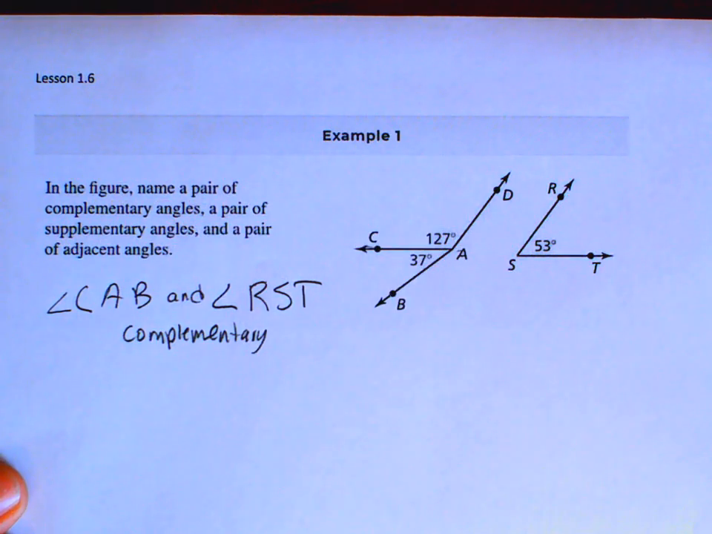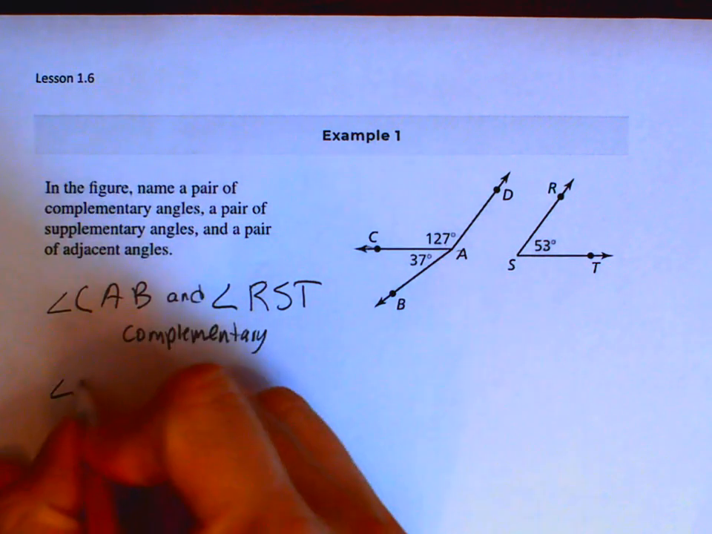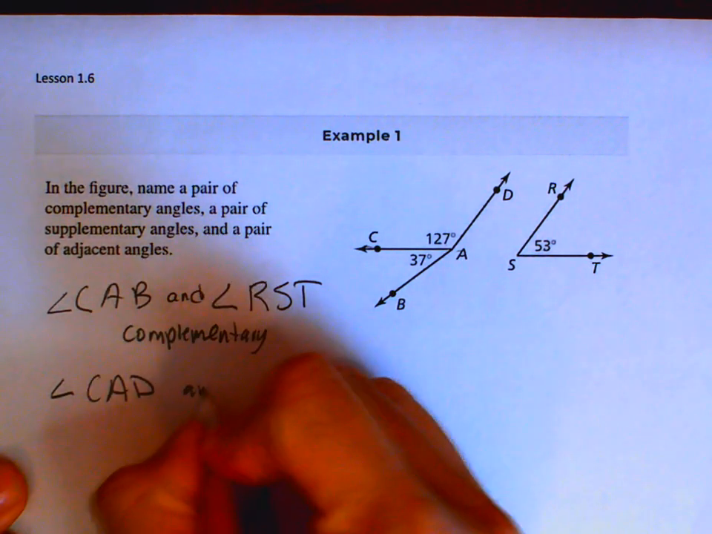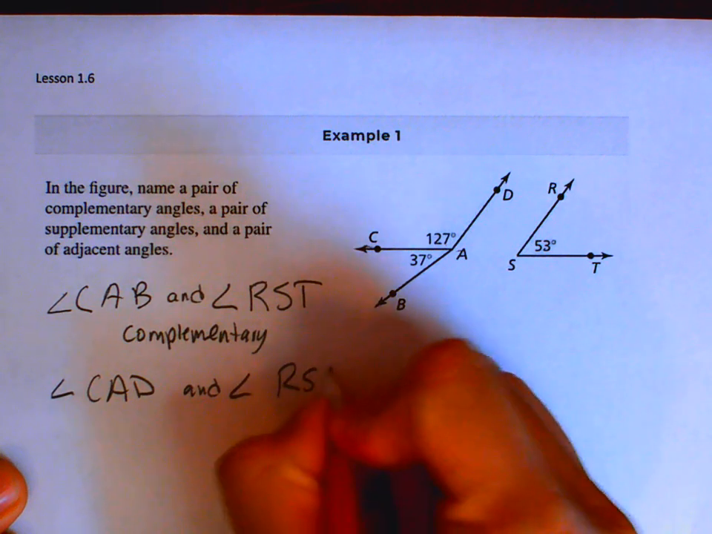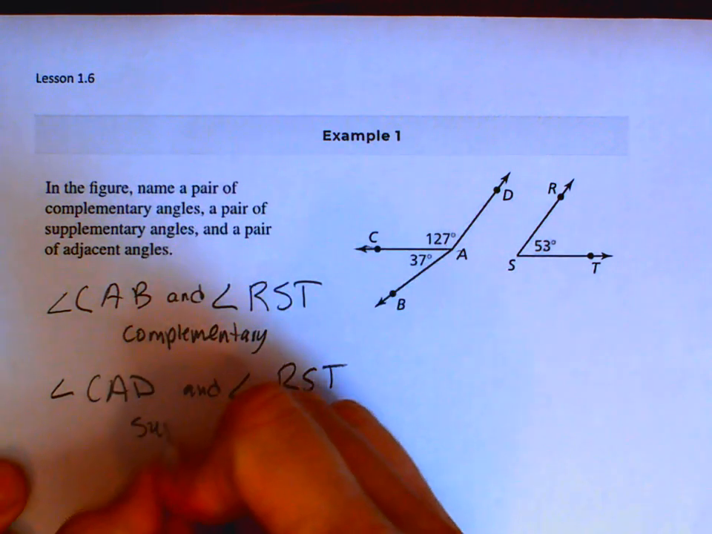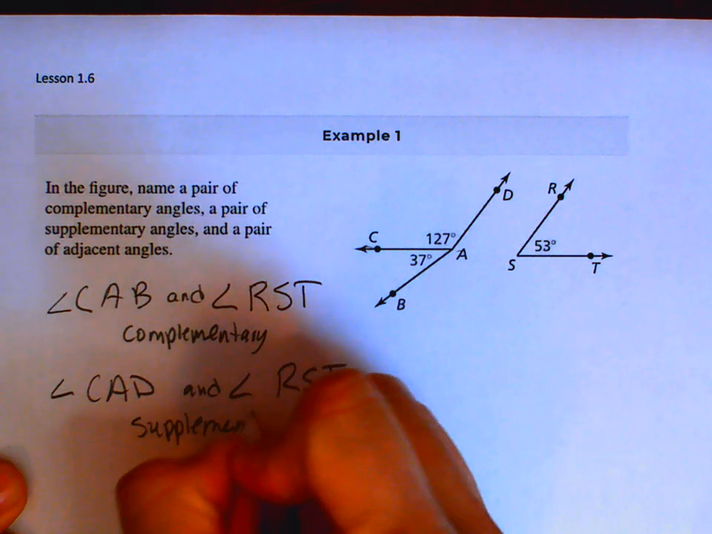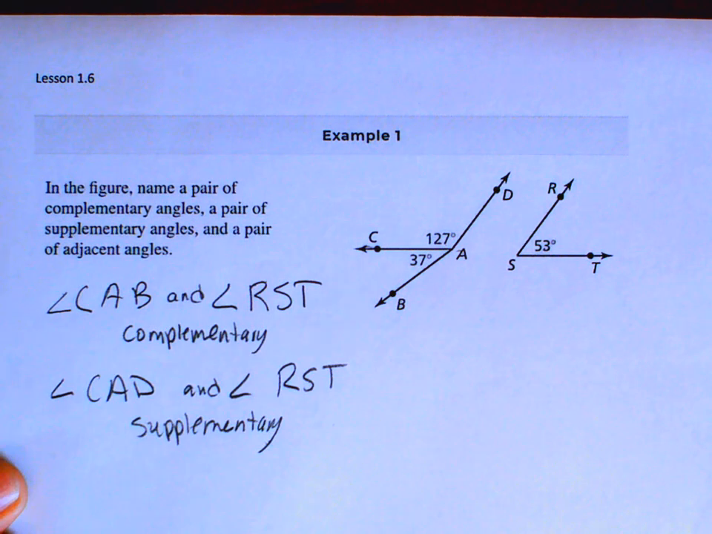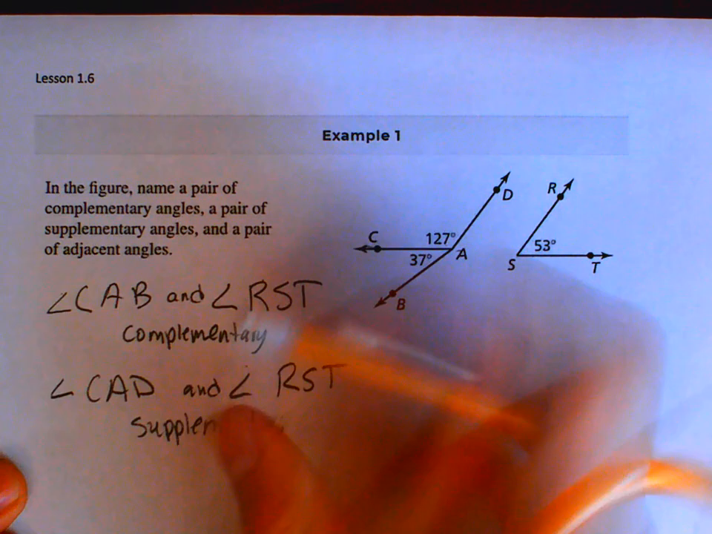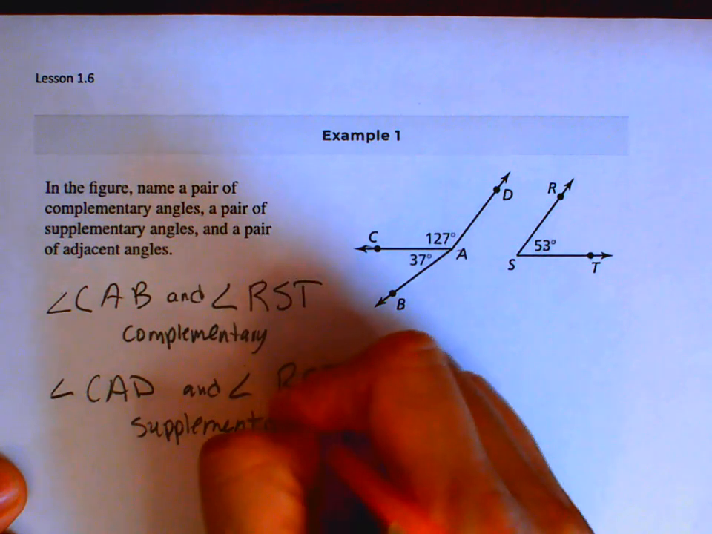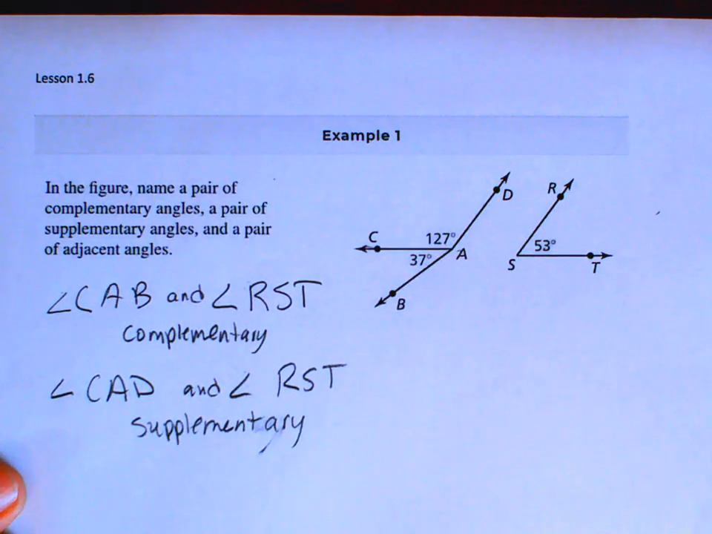Now for the supplementary angles, well, let's look. 127 plus 53 equals 180. So this one and this one, they add up to 180. So angle CAD and angle RST are supplementary. And I do apologize because my handwriting is really bad. Doing the best I can.